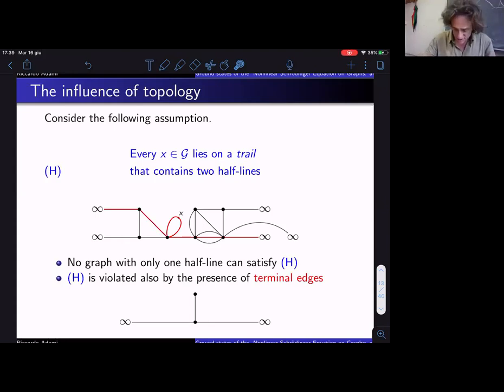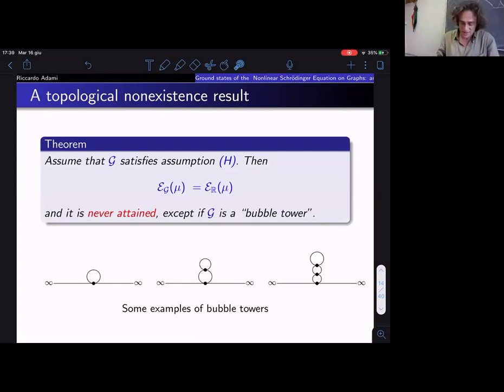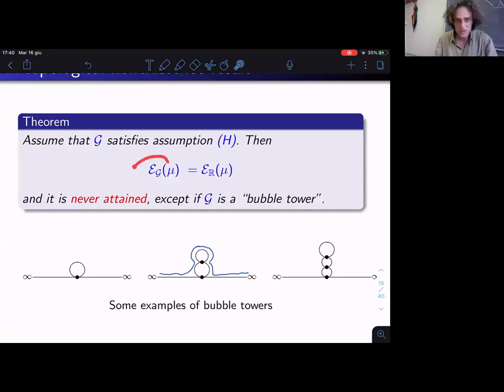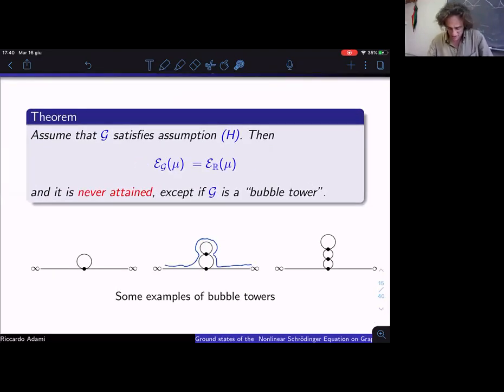So what does this hypothesis do? It gives a non-existence result. We assume that G satisfies the assumption H. Then the infimum is always equal to the energy of the soliton with the same mass, but it is never attained, except in some sort of pathological example, and I know that James Kennedy knows this example very well in other contexts. We call it the bubble tower, which looks like that. You immediately see why they guarantee the presence of a ground state, because they can host a soliton. Only one, since there is no longer the translational symmetry, but they can host a soliton, so they attain the infimum. Okay, this was the first negative result.